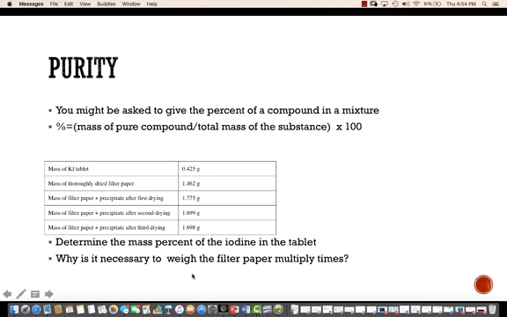Another question they can ask you in something like this is, why is it necessary to weigh the filter paper multiple times? Usually when you have water, what you want to do is heat it or let it dry, weigh it, and then keep doing that until you see that the mass is consistently the same. Once the mass is consistently the same, you can feel confident that there is no longer water in that substance.